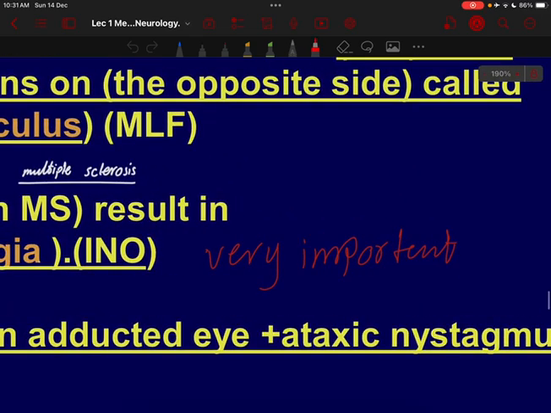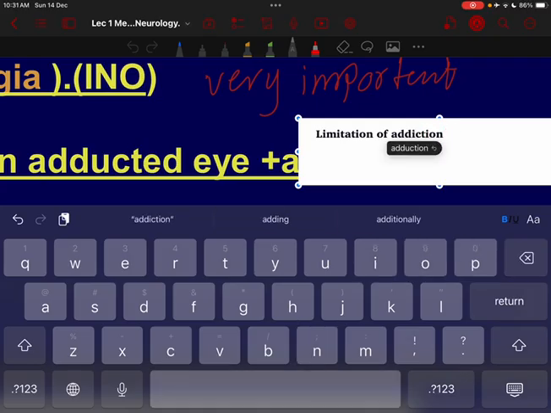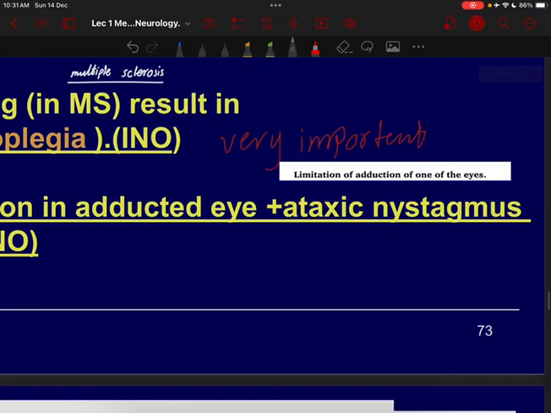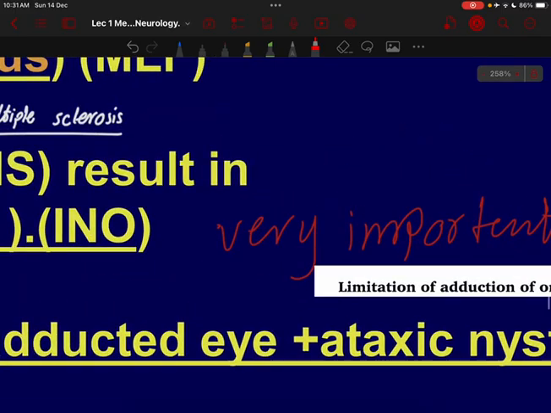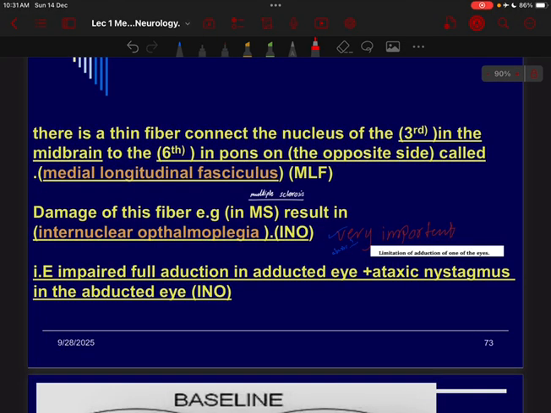And then the INO, internuclear ophthalmoplegia, means damage to the fiber which connects the third on one side to the sixth on the other side. فبنحرك العين conjugate eye movement. For example, I want to look to the right side. هاي الآي طالعة right side, there is ataxic nystagmus. While the eye which goes to the inside, there is limitation of adduction. This is INO. Very important sign. Commonly seen, for example, in multiple sclerosis. هنتكلم عليها بكرة إن شاء الله.